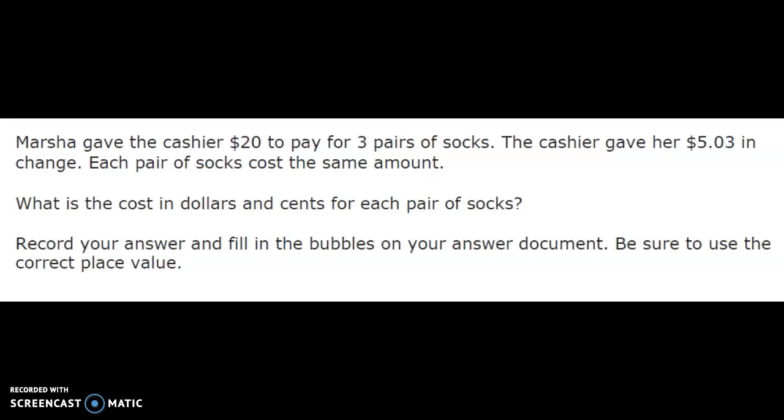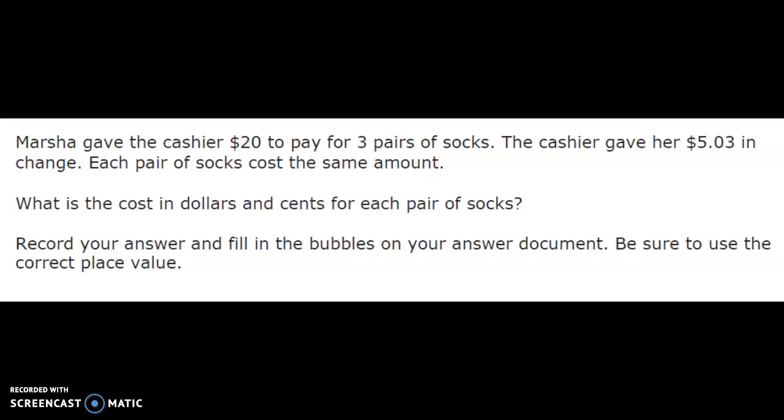Now, $14.97 is for 3 pairs of socks. Now, how do I figure out how much each pair of socks would cost? In this particular case, I'm going to divide. When I divide $14.97 by 3, because again, we have 3 pairs of socks, that means that I'm going to get $4.99 once I do my long division as the cost per pair of socks.